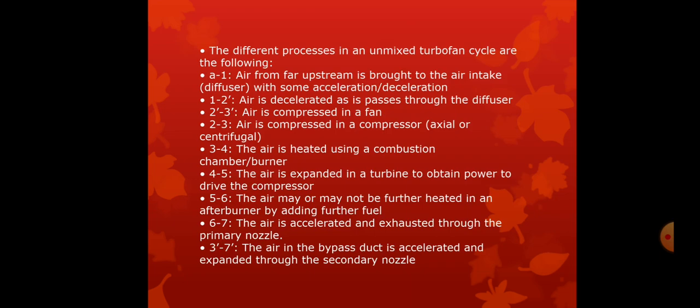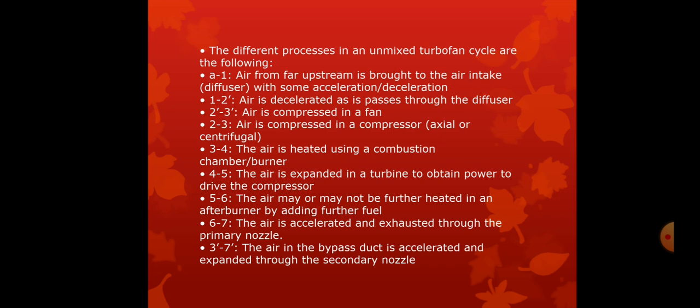The different processes in an unmixed turbofan cycle are as follows. From A to 1, air flow far upstream is brought to the air intake, that is the diffuser, with some acceleration or deceleration. From 1 to 1 dash, air is decelerated as it passes through the diffuser. From 2 dash to 3 dash, air is compressed in a fan. From 2 to 3, air is compressed in a compressor, that is an axial or centrifugal compressor.